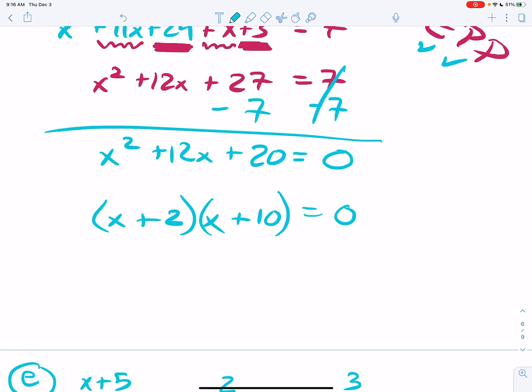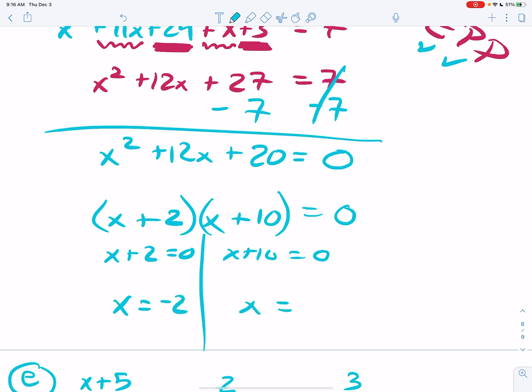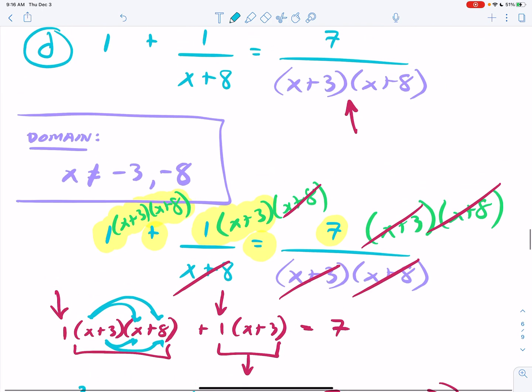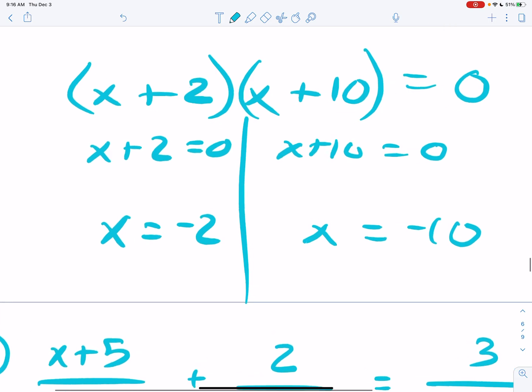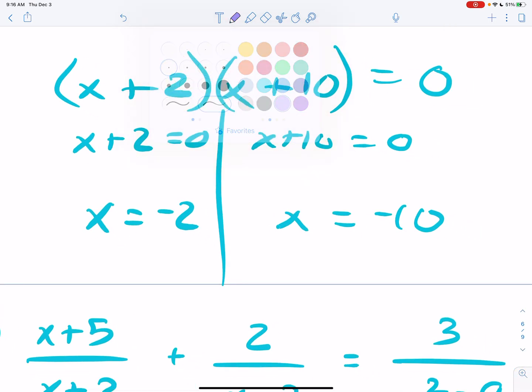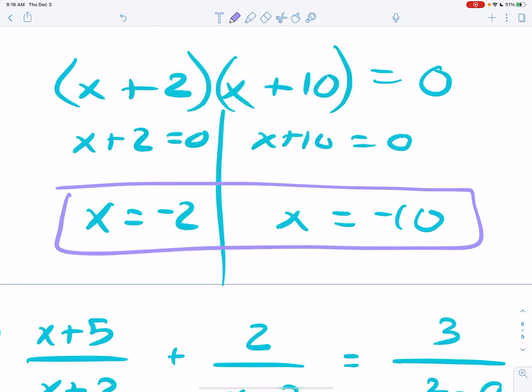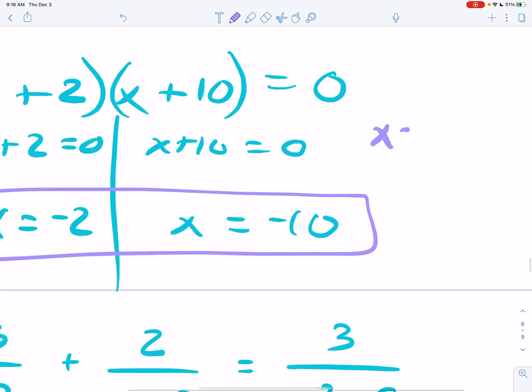Okay. So using the zero product property, that lets me set each factor equal to 0, which tells me that x is -2 or -10. But before I box it, let's go back. The domain is x can't be -3, -8. Doesn't look like I have any conflicts here, so I have 2 perfectly good solutions, okay? So on Delta Math, you would just write -2 and then -10. Or the other way around, it doesn't matter, okay?